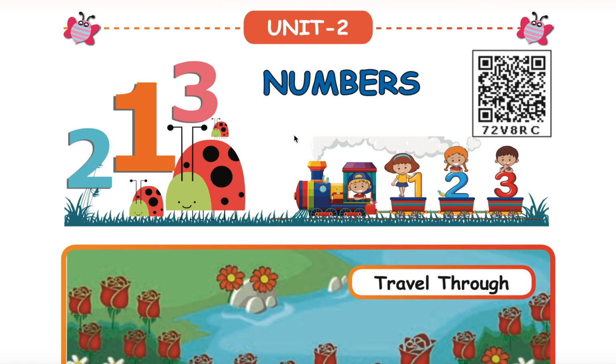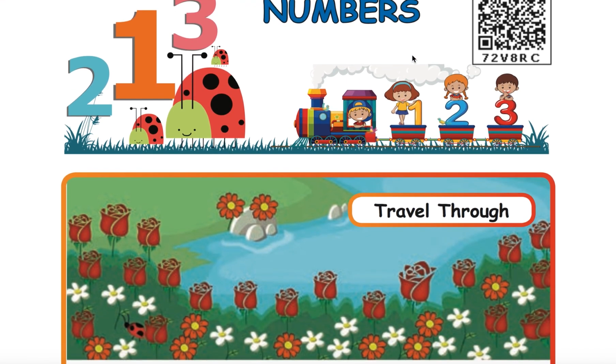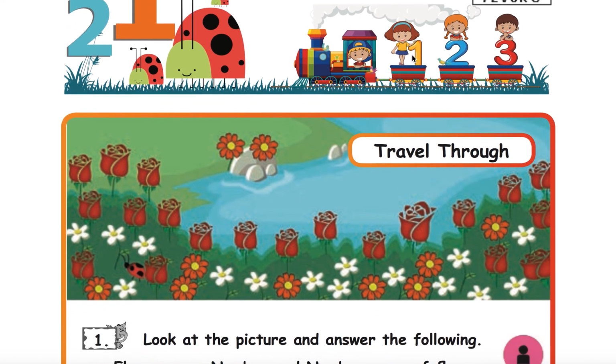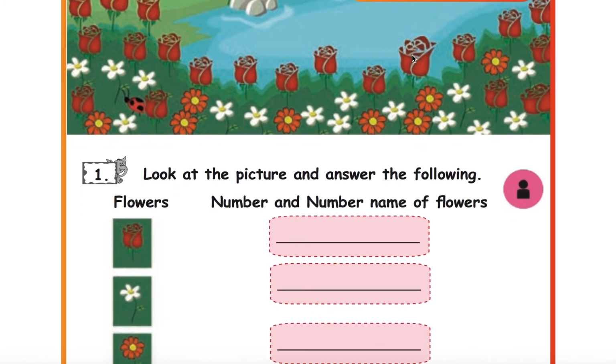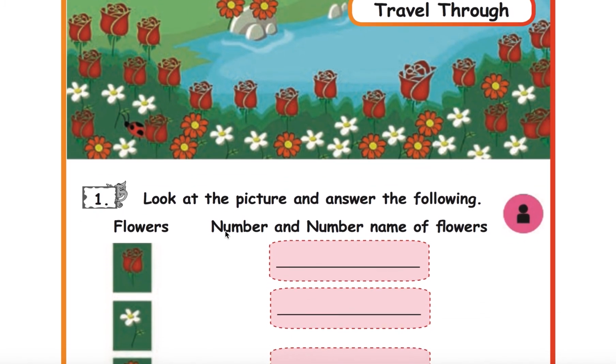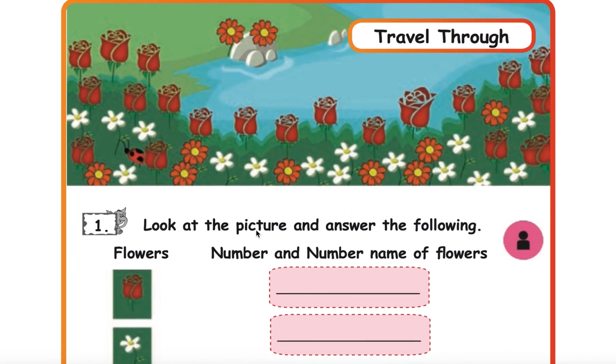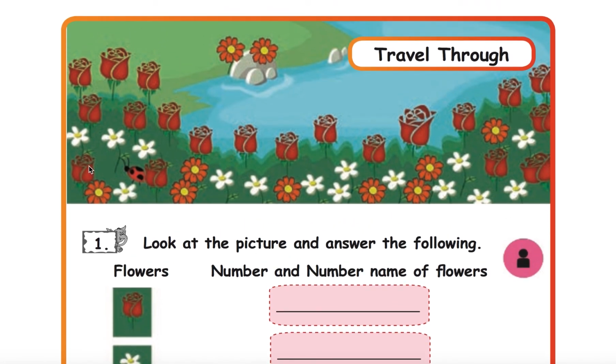Today's class will be discussing Unit 2, that is Lesson 2 Numbers. Look at the picture and answer the following. Number and name of the flower. Okay, this is rose. Name of the flower is rose.